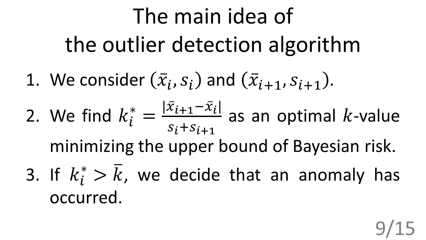Let us consider two adjacent observations, for example, the one which occurred at the ith and the one which occurred at the i+1th point in time. For these observations, we can find the corresponding k star value in accordance with the above formulas. If it is greater than some predefined threshold k bar value, we decide that an anomaly has occurred.